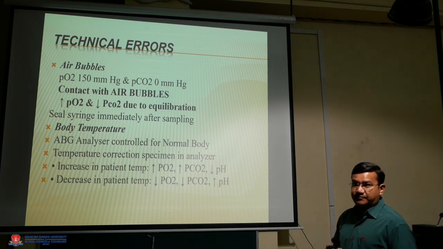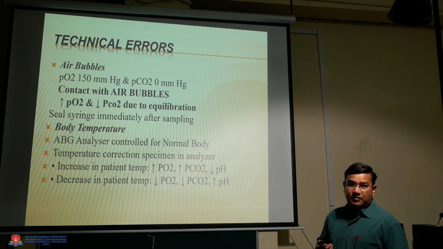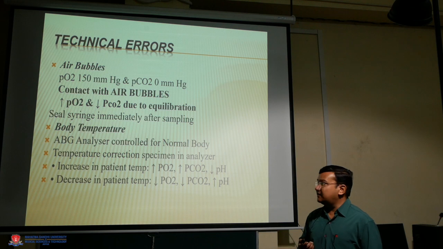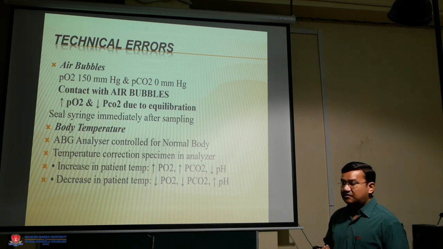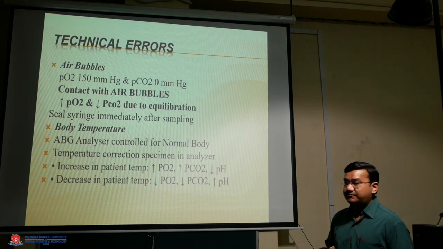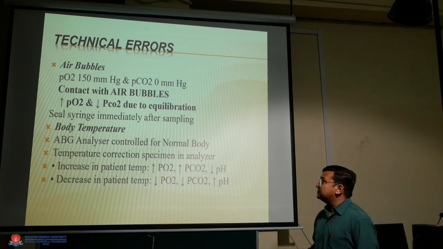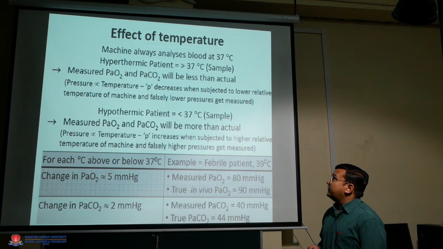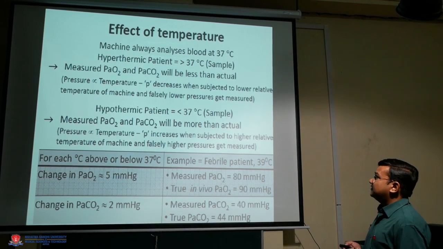Now next is the body temperature. The ABG analyzer is controlled for the normal body temperature, that is 37 degrees centigrade, so temperature correction in the analyzer should be done. If a patient has an increase in temperature, the PO2 will increase, PCO2 will increase and pH will decrease. If there is a decrease in the patient's temperature, the PO2 will decrease, PCO2 will decrease and pH will increase. The machine always analyzes blood at 37 degrees centigrade.